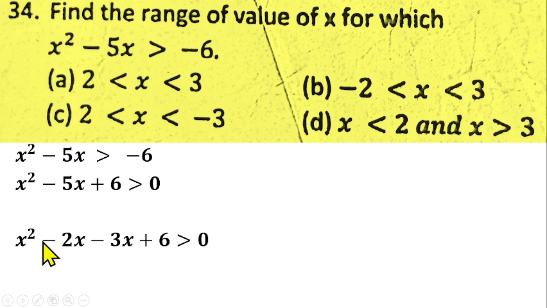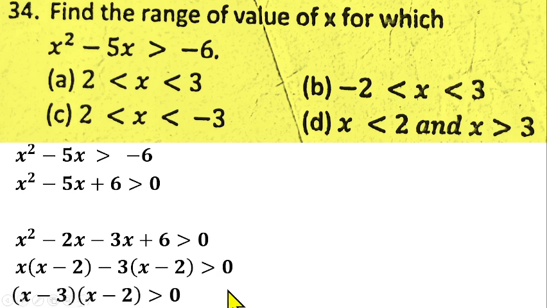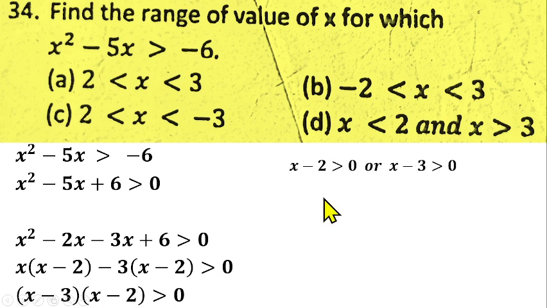So in that case you'll be having x squared minus 2x minus 3x plus 6 greater than 0. Factorize this, x is common, you have x into x minus 2, minus 3 is common, you have minus 3 into x minus 2 greater than 0. So you have x minus 3, then x minus 2 greater than 0. So it means that each of them are greater than 0 if you understand the rules of inequalities of quadratic. So both of them are greater than 0, so you'll be having x is greater than 2 or x is greater than 3.